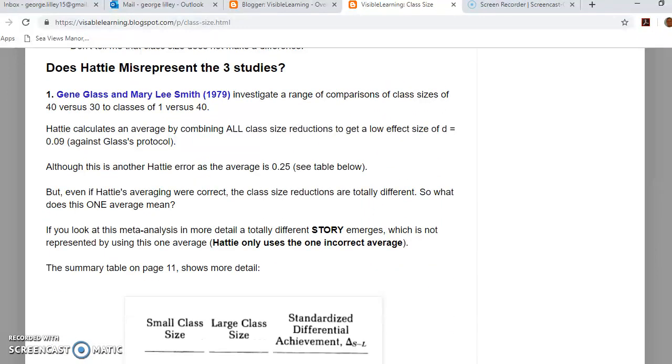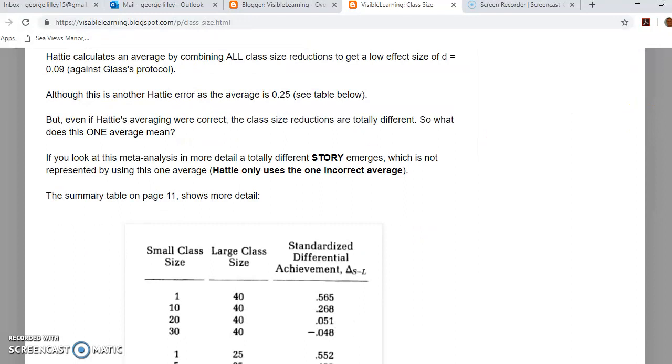So the first one, Gene Glass and Mary Smith. They do a range of class size reduction comparisons. So as referenced, Hattie gets a low average of 0.09, once again against Glass's protocol of not having an average to represent the whole study. It's difficult to find where Hattie got this 0.09. It's a common problem with Hattie's work. He doesn't say exactly where or how he got the result, so you have to read the study carefully just to try and find it.